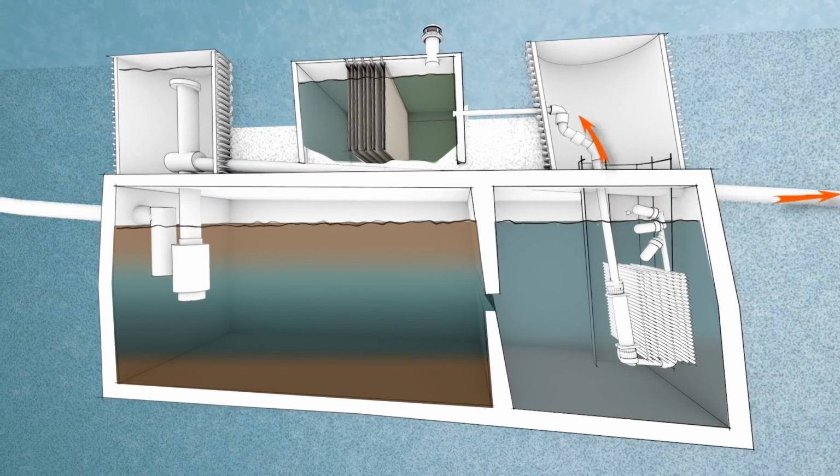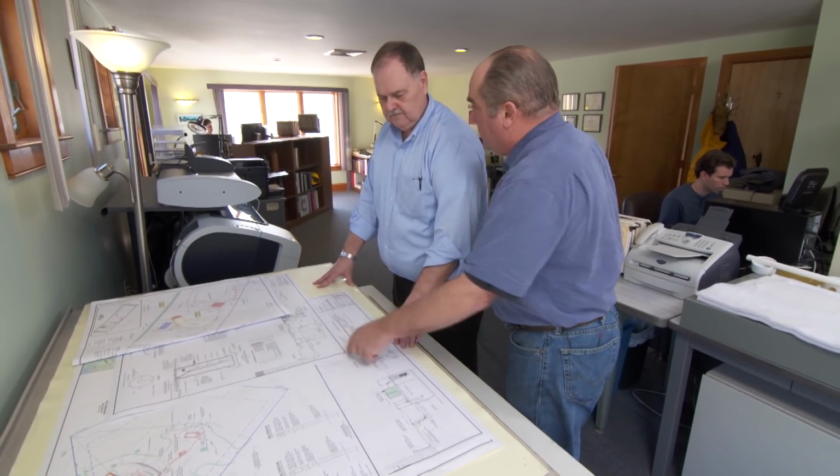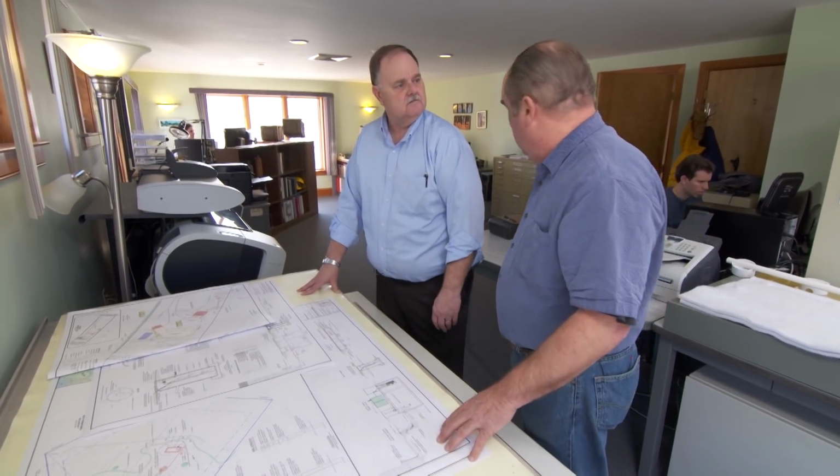So how much lower will our emissions of nitrogen be for this system versus a conventional? It's about 80%. Wow. Yeah, so it's an 80% reduction in nitrogen. Right. So what do these membranes look like?